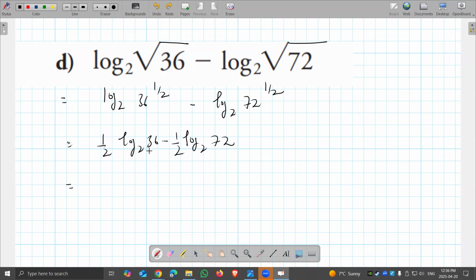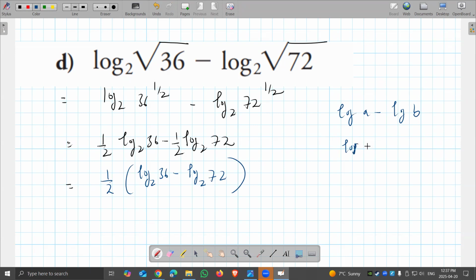So what you do is you want to use the quotient rule or the division rule. You want to find a way to combine these two logs. What I'm going to do is take 1 over 2 common. That leaves me with log base 2 of 36 minus log base 2 of 72. And what do we know? Log A minus log B, if the bases are the same, here the base is 2, is log A over B. So I'm going to use the quotient rule to combine these. So it becomes 1 over 2 times log base 2 of 36 over 72, or 1 over 2.